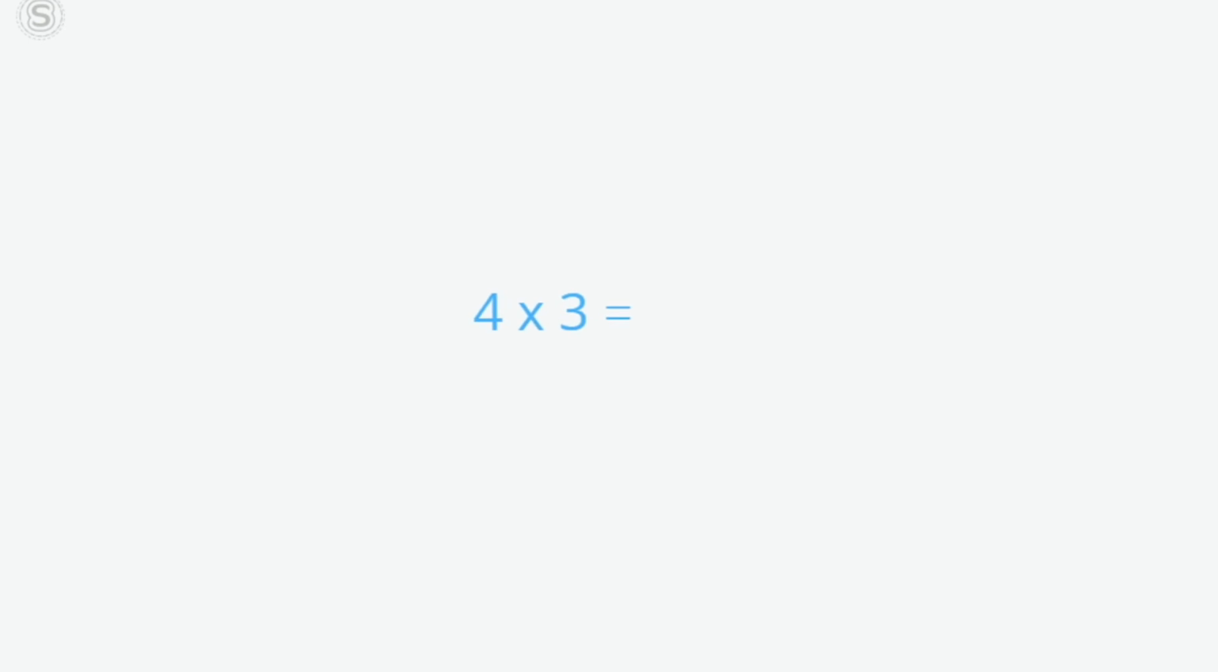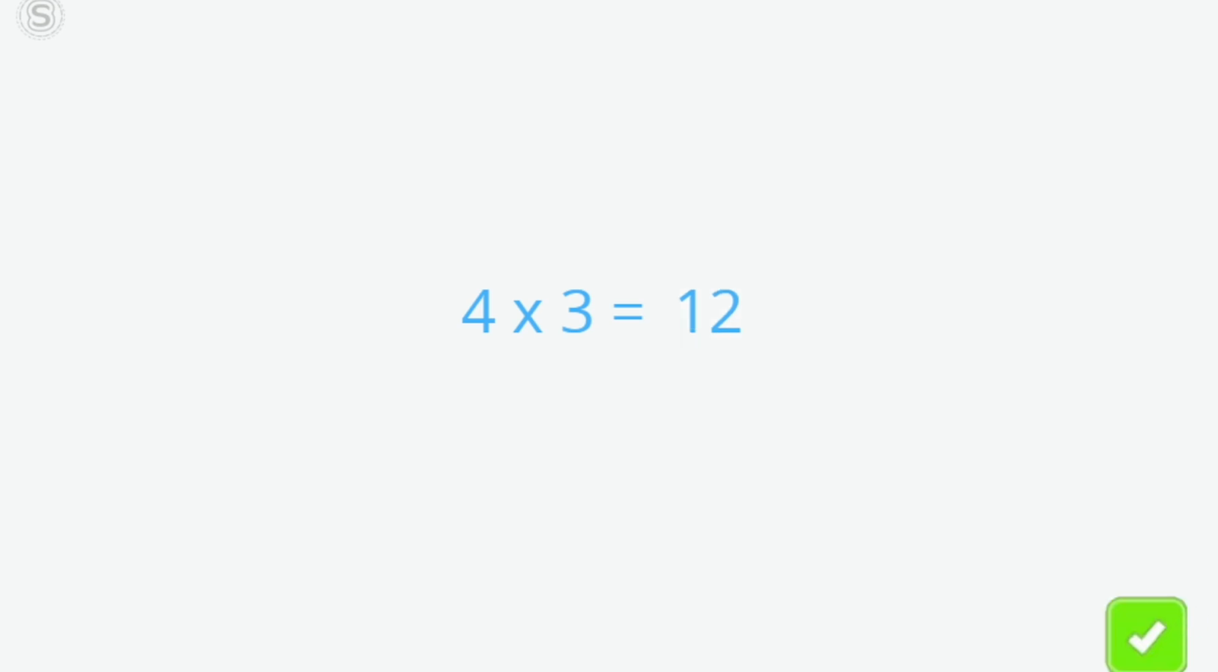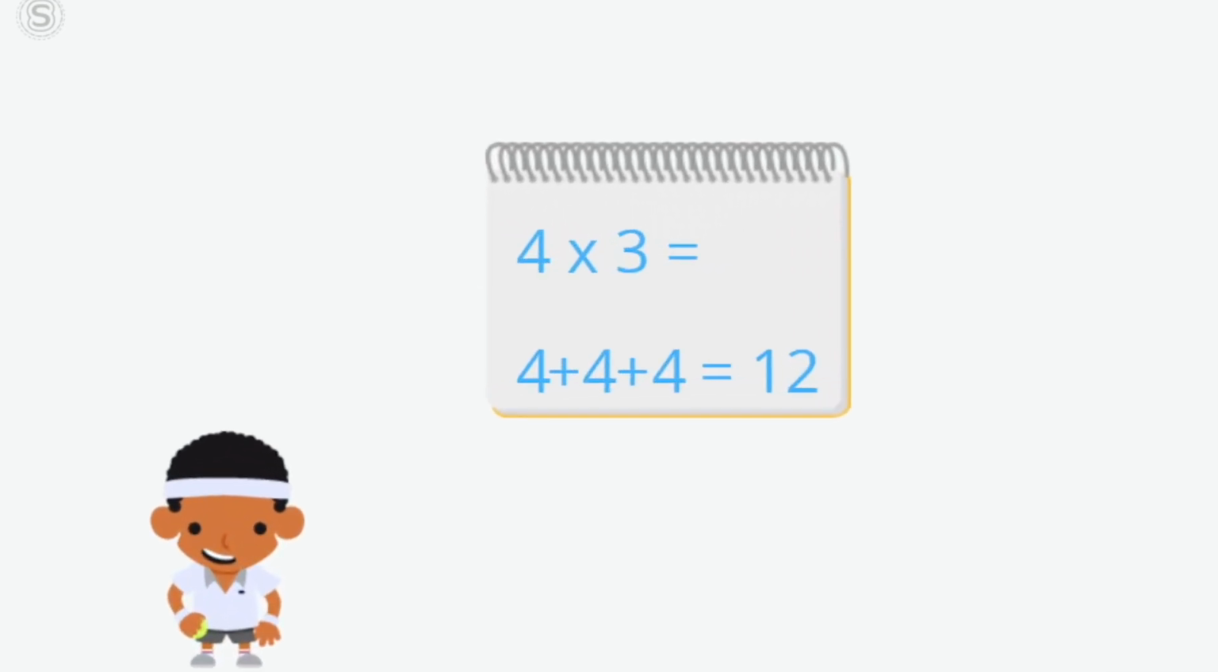Let's look at one last example. Calculate the result of this multiplication problem. Very good. Max turned the multiplication problem into a repeated addition problem to work it out. Remember that 4 multiplied by 3 is the same as 4 added 3 times.